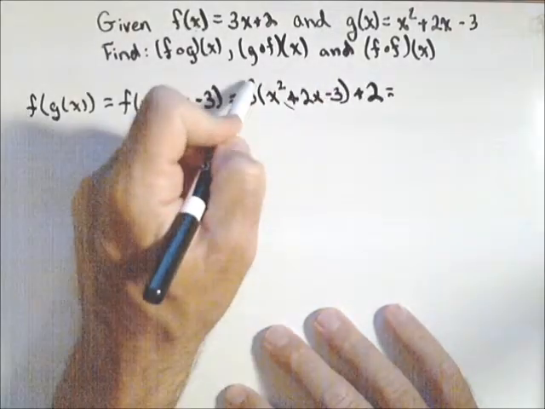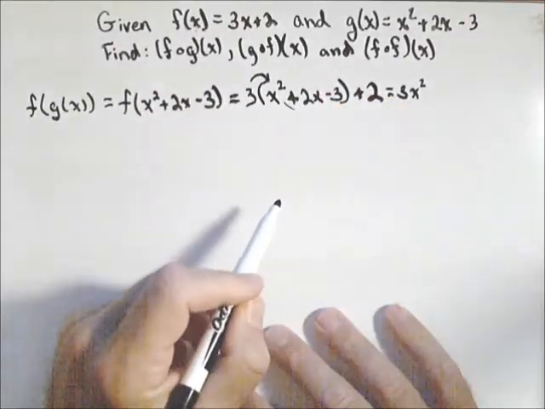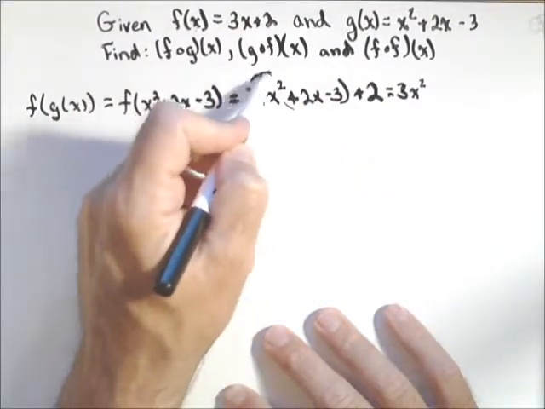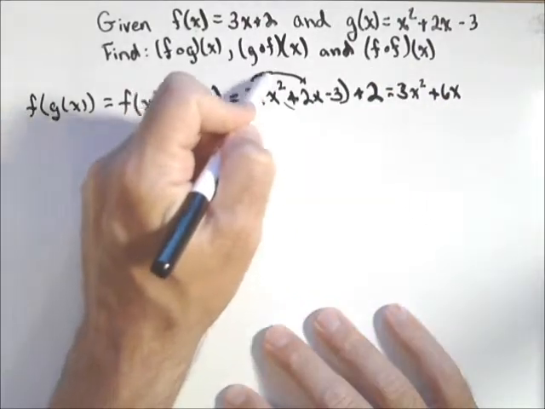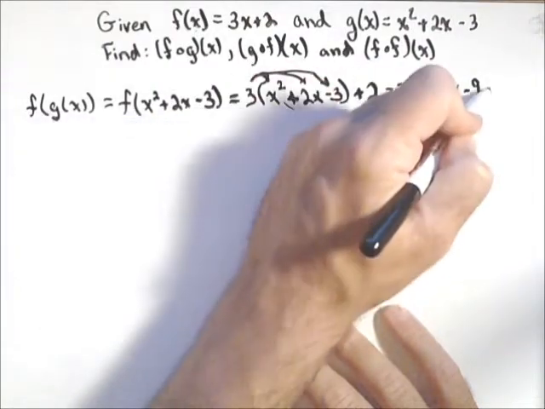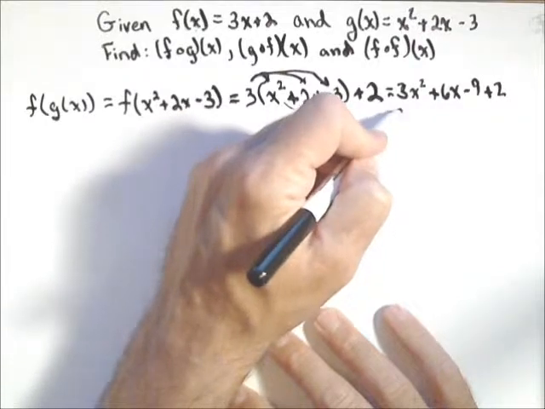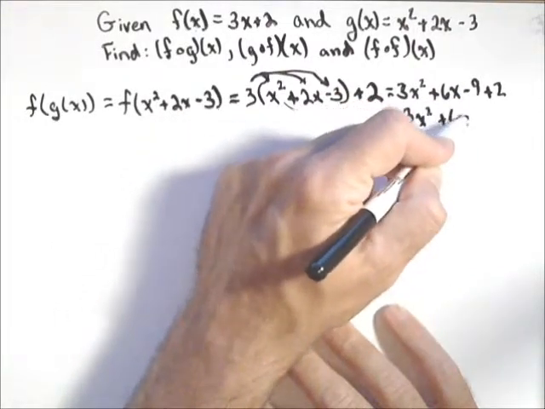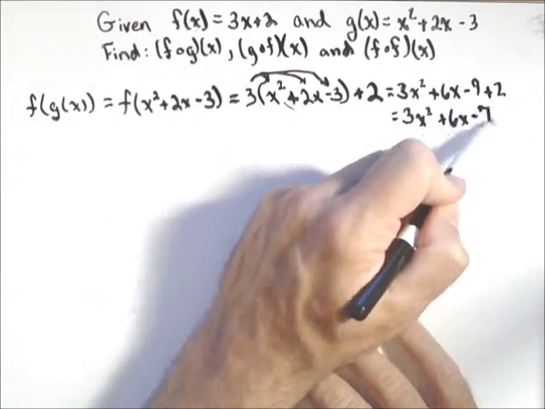So now we're going to simplify, so we need to distribute this 3. So we have 3x squared plus 6x, and we have a negative 9, plus 2. So last step in our simplification, we have 3x squared plus 6x, and then combining like terms we have a minus 9 plus 2, so minus 7.